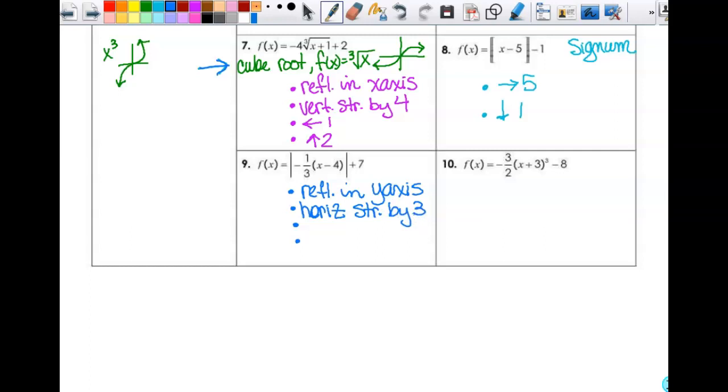That 4 is being added or subtracted, which means I'm either going left, right, up, or down. It's inside the operation, so it affects x. X is a liar, so it looks like I go to the left, but I really go to the right. And that 7 means I do what? Up 7. Okay? We good with that? Does that make sense? Okay, good deal.